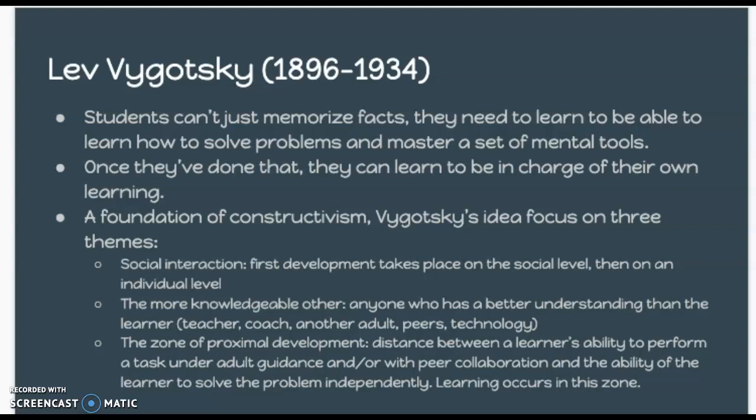And then you remember the concept of the zone of proximal development. And that is the distance between a learner's ability to perform a task under adult guidance and the ability of the learner to solve that problem independently. And learning really occurs in this zone.